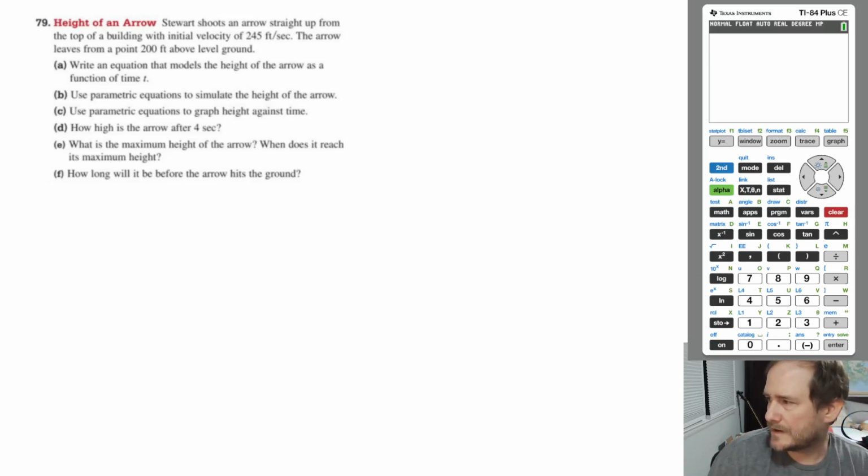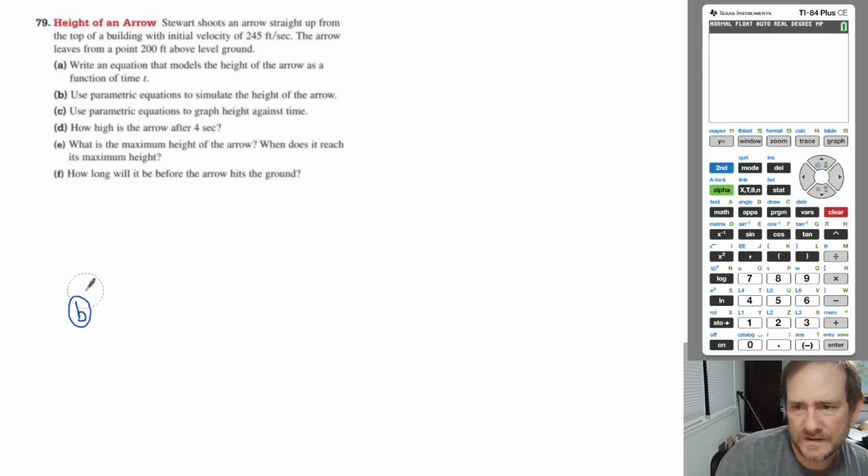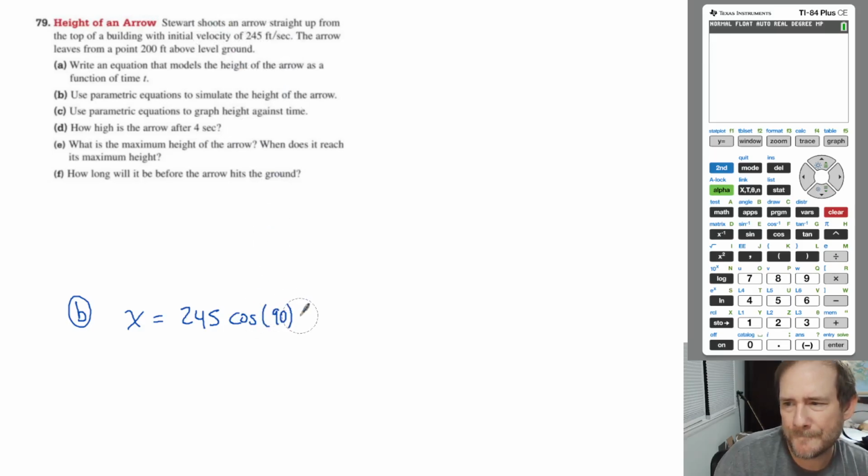Alright, so honestly, the easiest part of this is probably part B, that says use parametric equations to simulate the height of the arrow. So in part B, you know that x equals the initial velocity, 245, times the cosine of the angle. Now if he's shooting it straight up, then that's 90 degrees, times t. But hold up, isn't cosine of 90 just 1? I mean 0. It's 0. So x is just always 0.